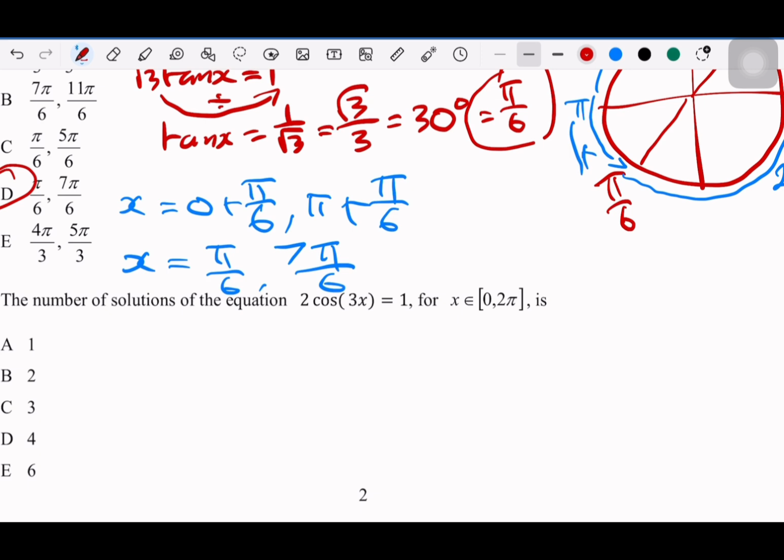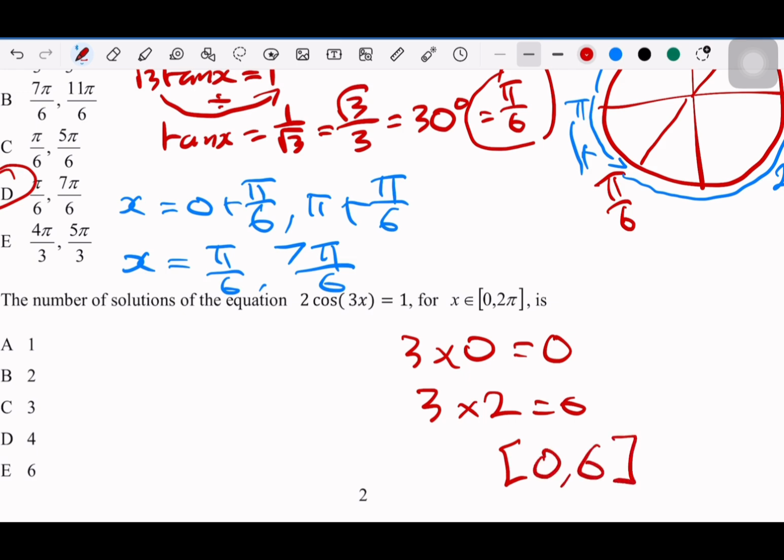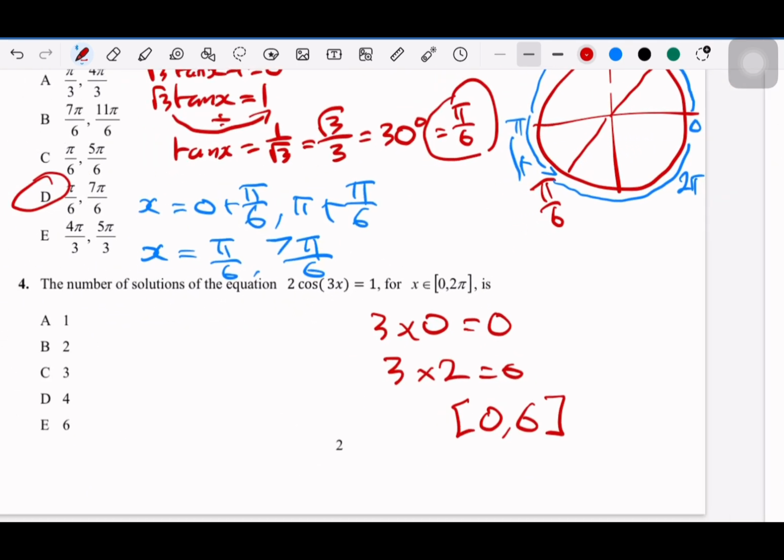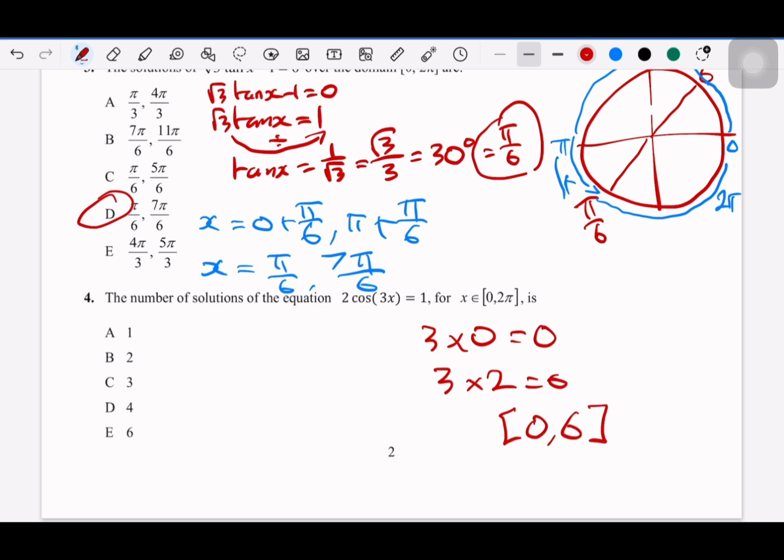So when there's a number bigger than 1 or smaller than 1 as the coefficient of x, it has a times relation to the domain. In this case, it's going to be 3 times 0, which is simply 0, and 3 times 2 pi equals 6 pi. So the new domain is going to be 0 to 6 pi included, always. So the number of possible solutions for this question is 6.